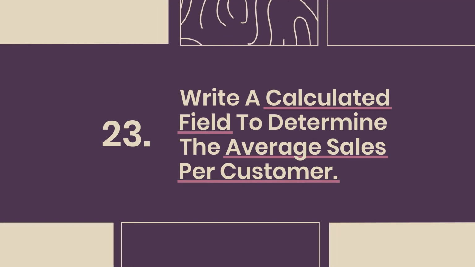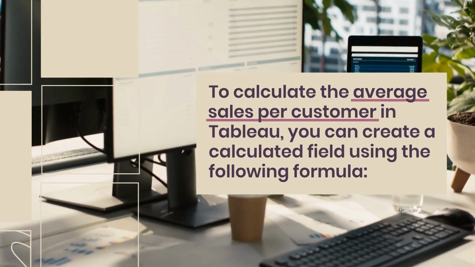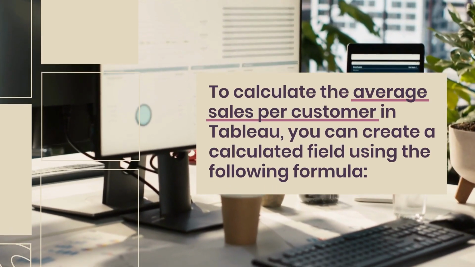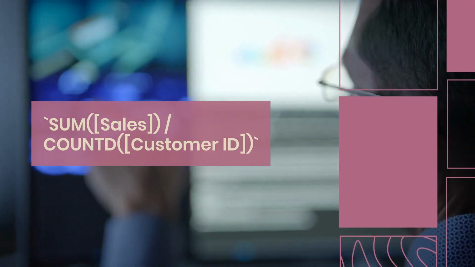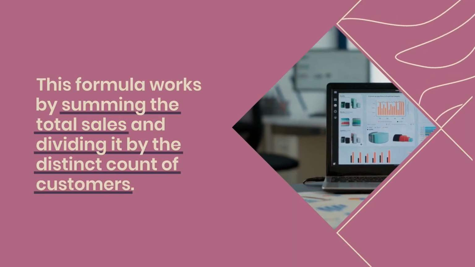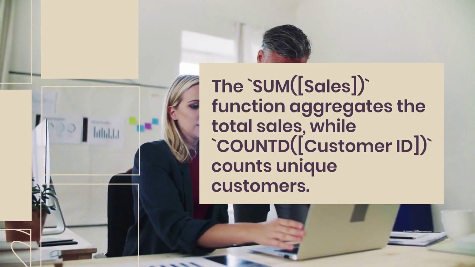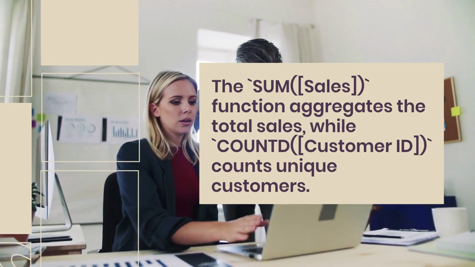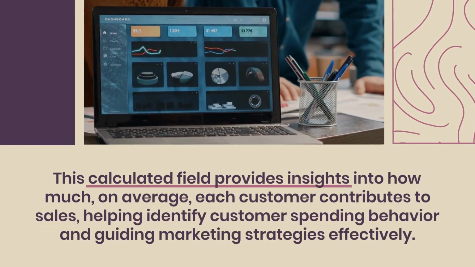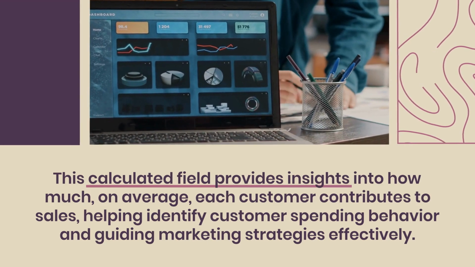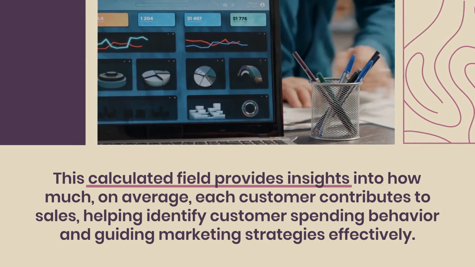23. Write a calculated field to determine the average sales per customer. To calculate the average sales per customer in Tableau, you can create a calculated field using the following formula: SUM(Sales) / COUNTD(Customer ID). This formula works by summing the total sales and dividing it by the distinct count of customers. The SUM(Sales) function aggregates the total sales, while COUNTD(Customer ID) counts unique customers. This calculated field provides insights into how much, on average, each customer contributes to sales, helping identify customer spending behavior and guiding marketing strategies effectively.